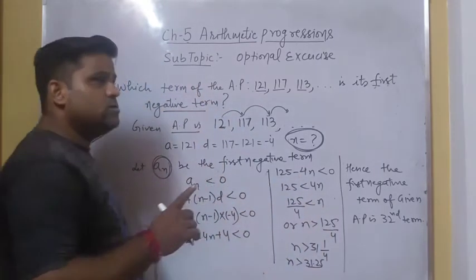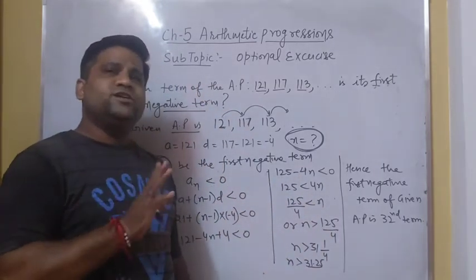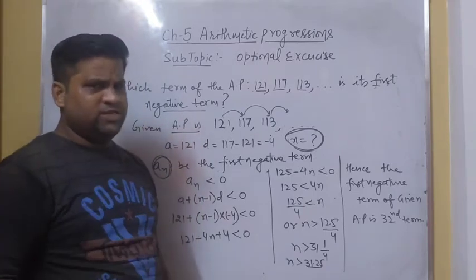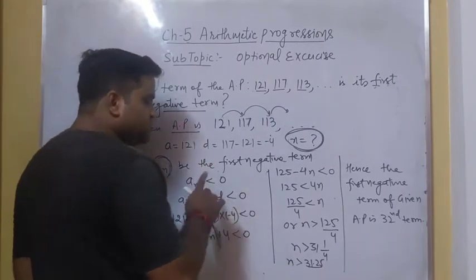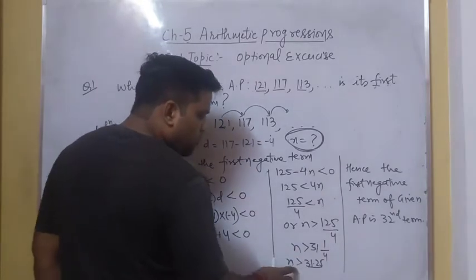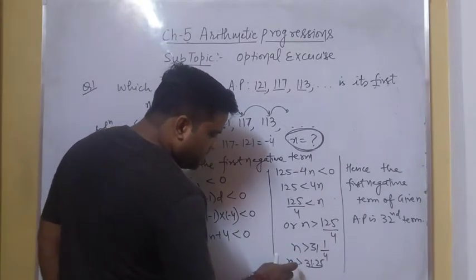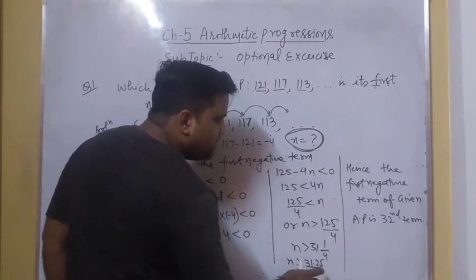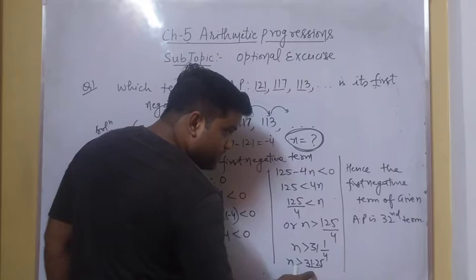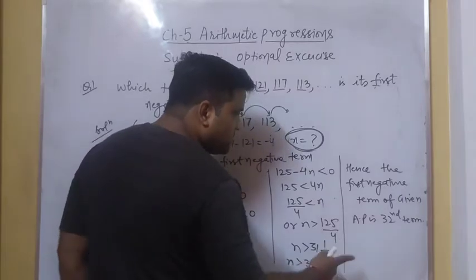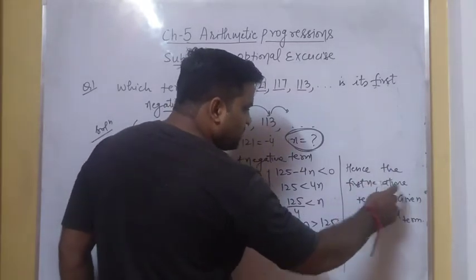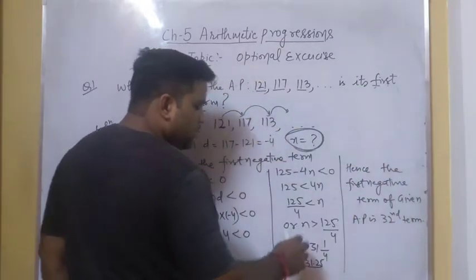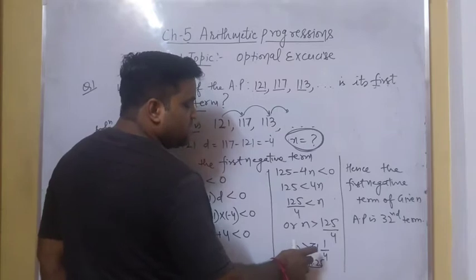As we know that n should be an integer, it cannot be a fraction or mixed fraction or decimal, it should be an integer. So we can see here that n is coming greater than 31. Hence we can say that the first negative term of the given AP is the 32nd term, because here n is greater than 31.